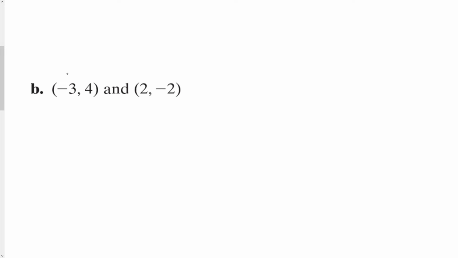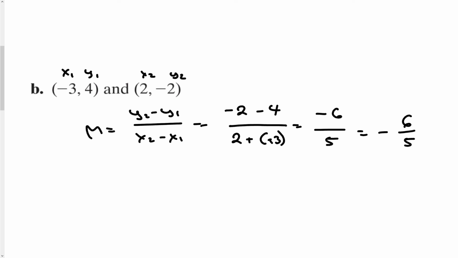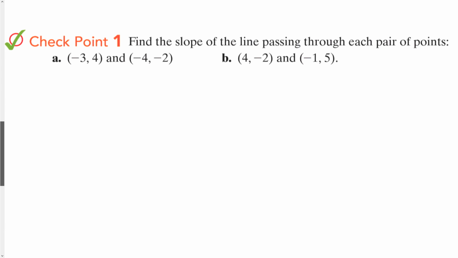Okay? Again, let's call this x1, y1, x2, y2. My formula is the slope is equal to y2 minus y1 over x2 minus x1. So that is -2 minus 4 over 2 minus -3, which is -6 over 5. So that is -6 over 5. Good. Let's do a couple more from the checkpoint.